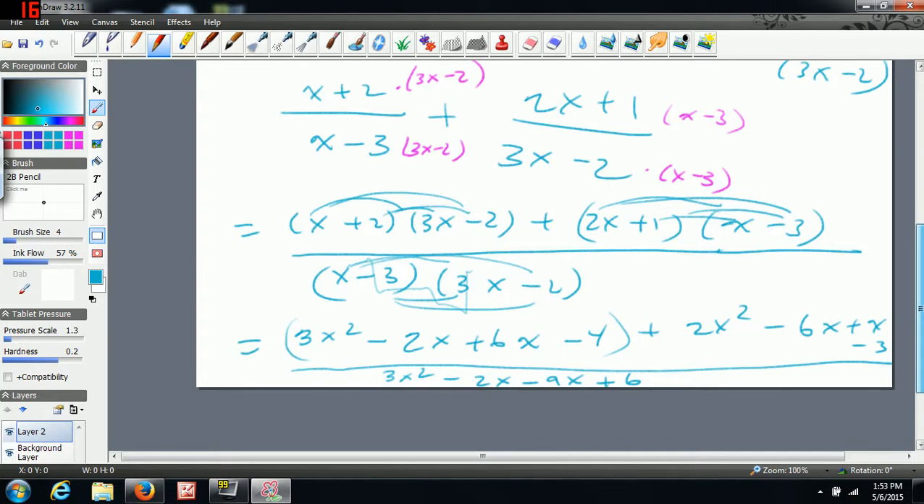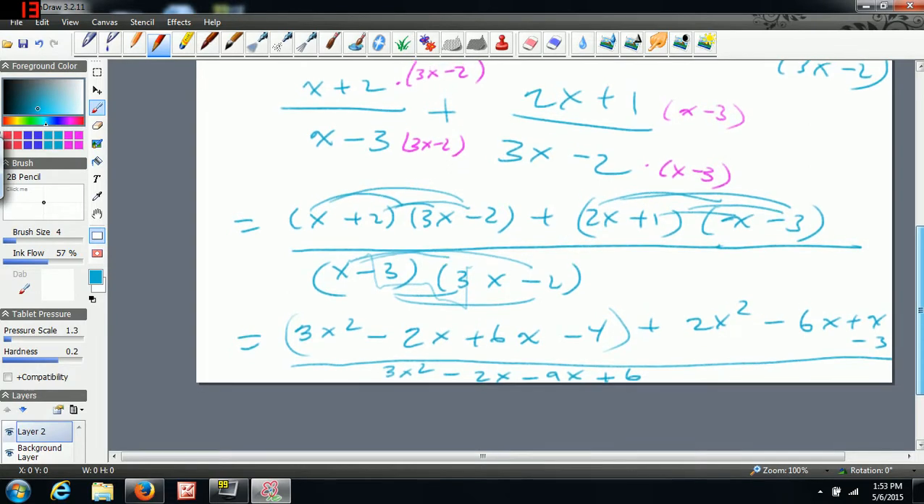At this point, we're going to start adding and subtracting. If we add these, we're going to start adding like terms.